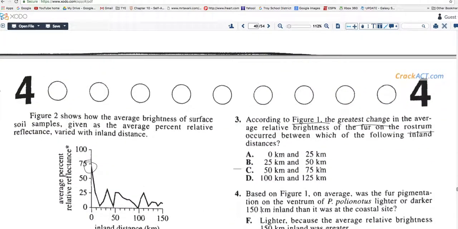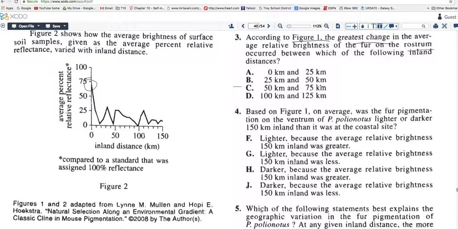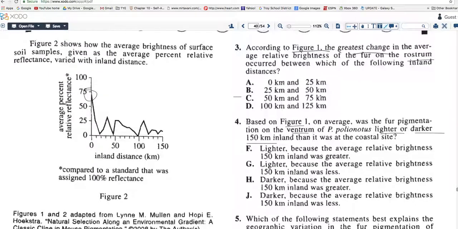All right, next one. 4. Who wants to do it? Varun. You underline figure 1, and then lighter or darker. Okay, and then what else do I need to underline? Average. Nope. What's my other? Yep, Rithik. Ventrum. Good. What else? 150. Perfect. All right. Figure 1, Ventrum, 150.